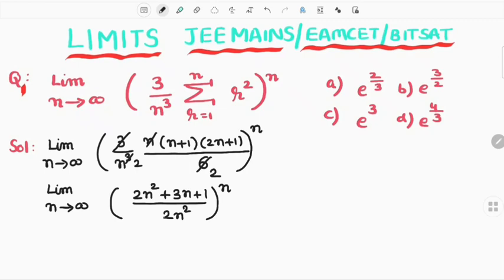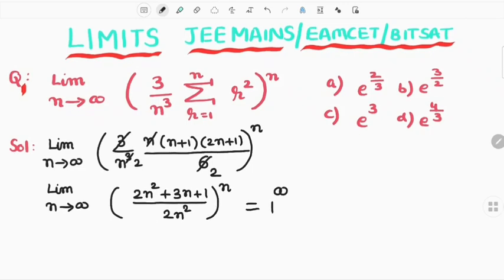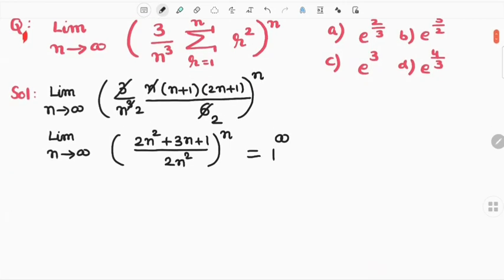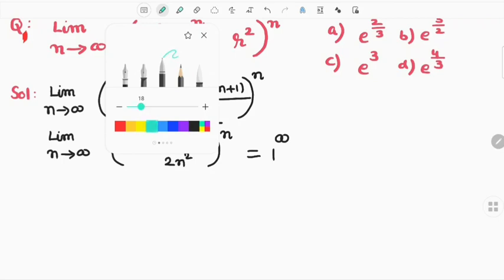Whenever the numerator and denominator degrees are the same, the answer is the ratio of their coefficients when n is tending to infinity. So it reaches 1 power infinity: 2 by 2 is 1, and 1 power n, with n equal to infinity, gives 1 power infinity. Whenever we reach 1 power infinity, we have a standard formula.